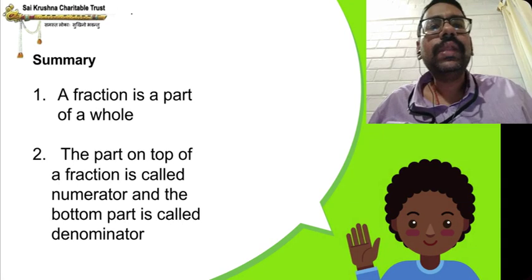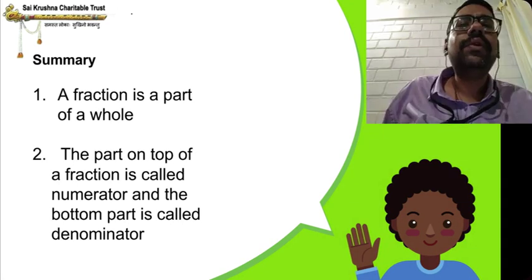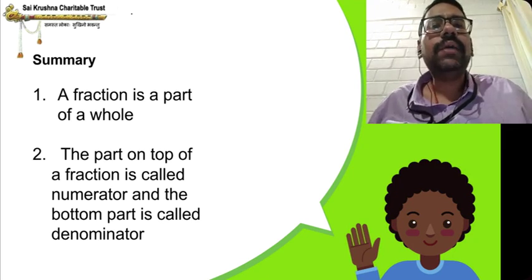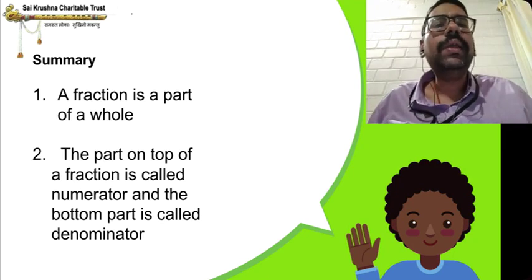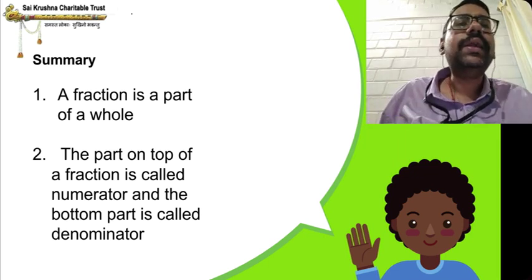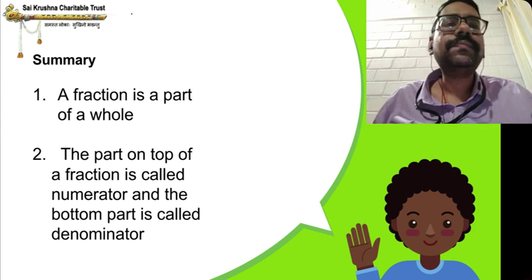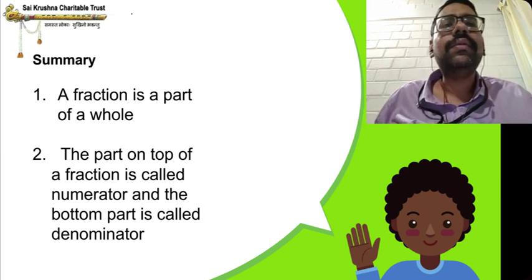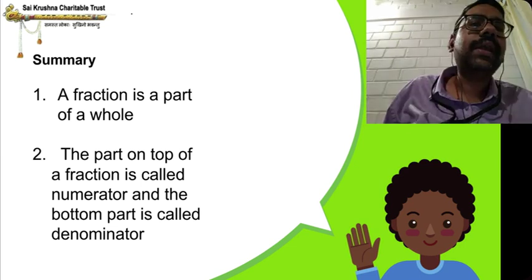Okay. Summary: a fraction is part of a whole. The part on top of a fraction is called the numerator and the bottom part is called the denominator. Remember this always. What is numerator and denominator? What is numerator? Children, tell me. The part on top of a fraction is called the numerator. The bottom part is called the denominator. Okay. We'll continue with the next part in the next session.